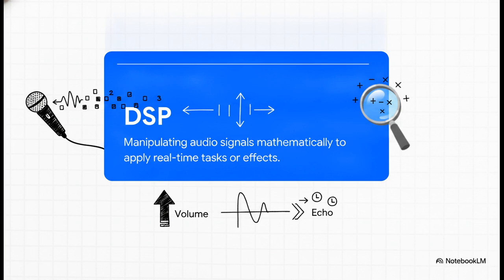Now, before we actually start looking at the code's dependencies, let's make absolutely sure we're crystal clear on a core term here, DSP, or digital signal processing. When audio comes into your computer from a microphone, it's immediately converted into a stream of digital numbers. DSP is simply manipulating those numbers mathematically to apply real-time tasks or effects. Think about it. If you make the numbers larger, you increase the volume. If you delay them and mix them back in, you get an echo. And that specific math is exactly what we are going to be building today.